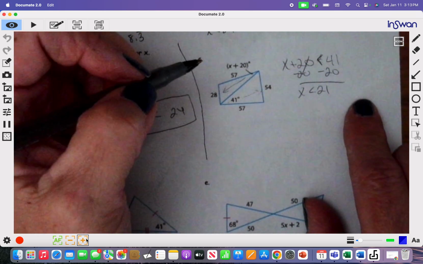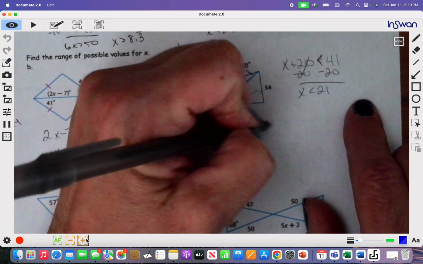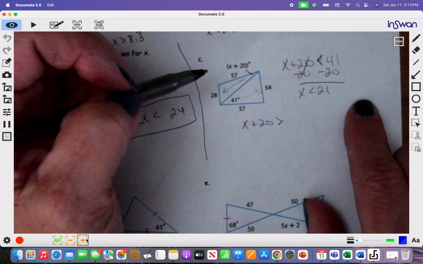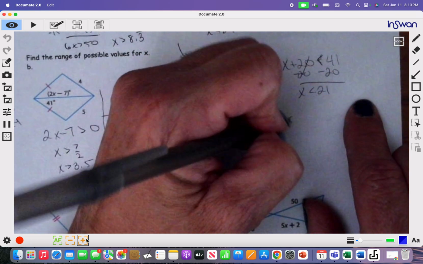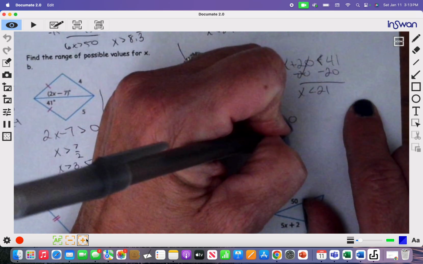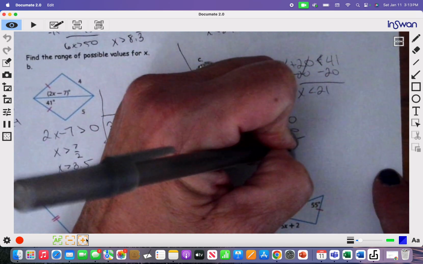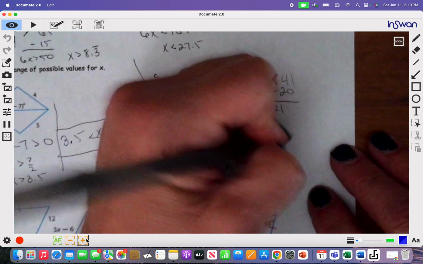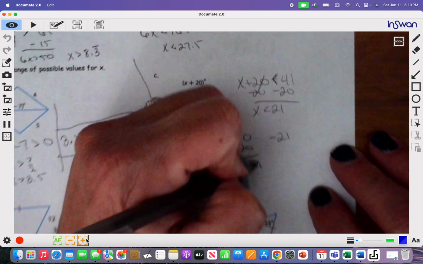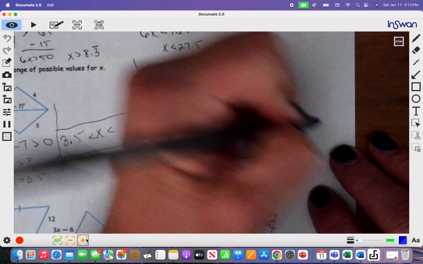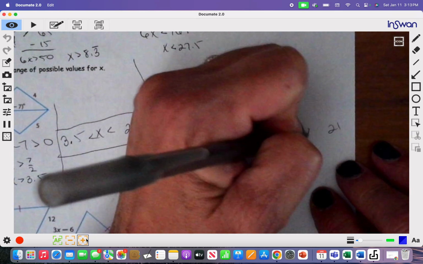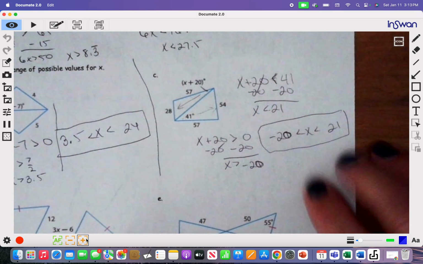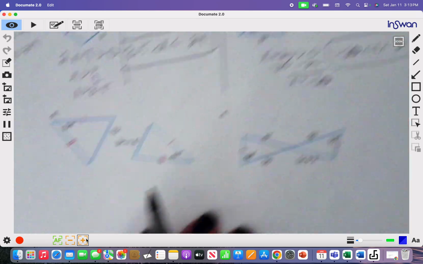And could we come up with another inequality that's a greater than? Well, again, since it's a measurement and it's an angle, it has to be greater than 0. So subtract 20 on both sides and we get x is greater than negative 21. These are my two numbers, so negative 21, positive 21, x in the middle, arrow, arrow. This is your answer. This is the compound inequality.